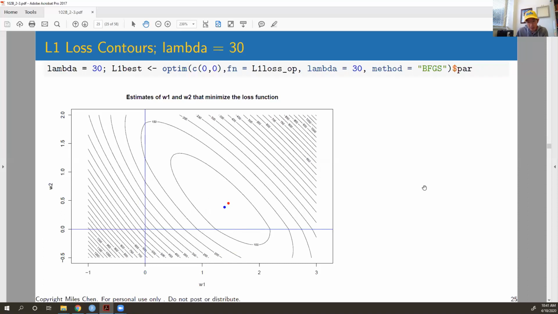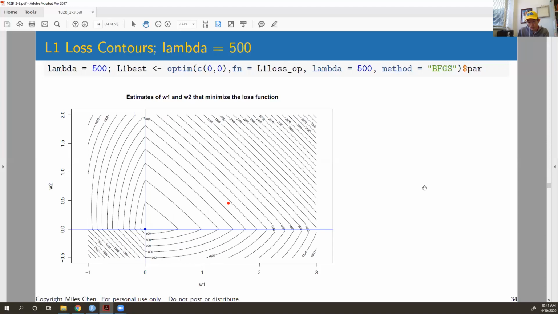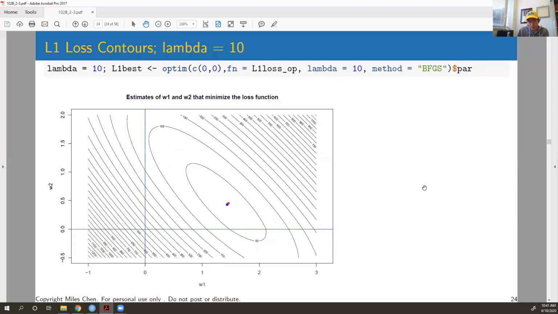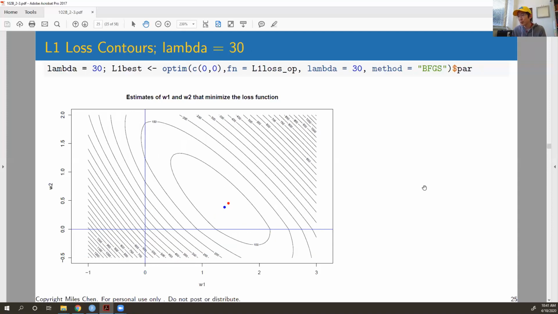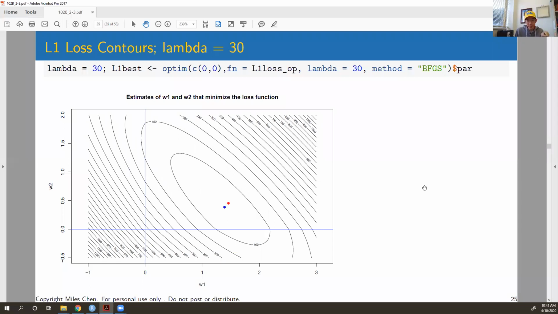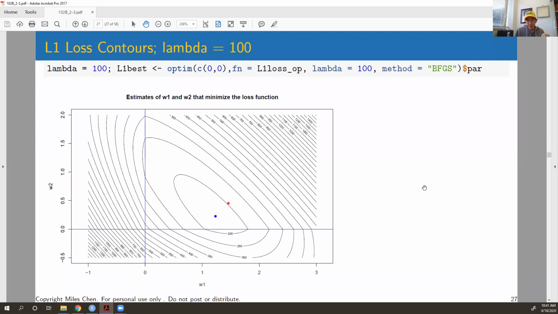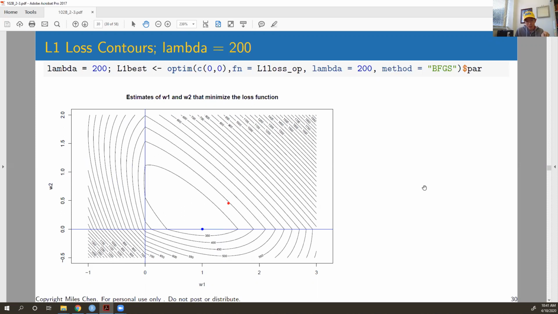And so as I increase lambda, the coefficients change, and you can see the contours of the loss function change, okay? So I'll flip slowly, since I don't know how fast Zoom refreshes. Here's lambda equals 10, lambda at 30, lambda at 50, lambda at 100, lambda at 150, lambda at 180, lambda at 200, okay? And at lambda equals 200, W2 is basically 0.